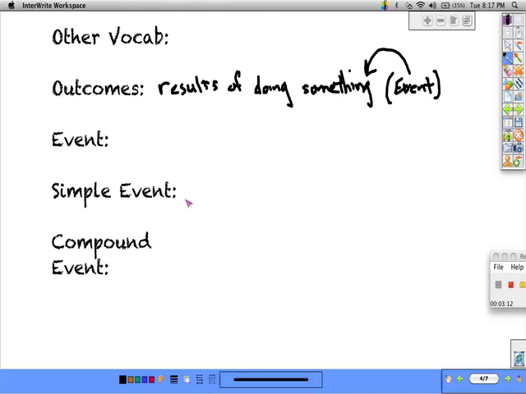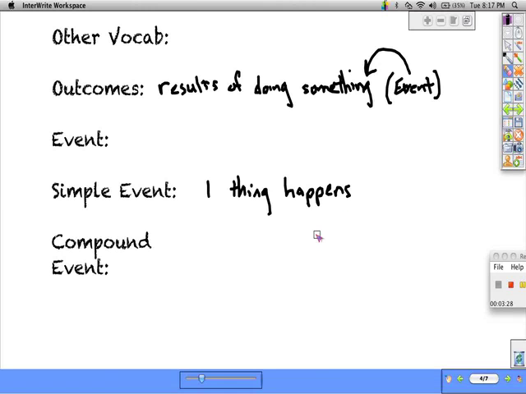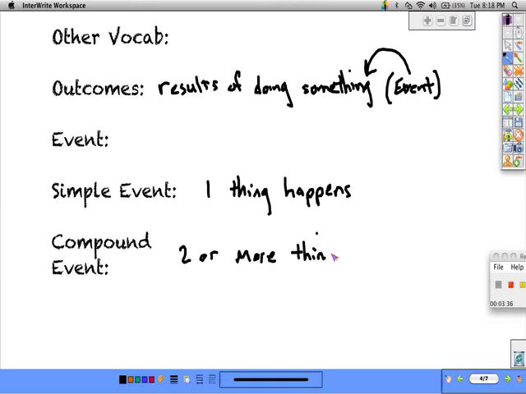And there are 2 types of events: simple events and compound events. A simple event is just one thing happening, for instance, flipping a coin or rolling a dice. A compound event is 2 or more things happening. So in this kind of event, you're dealing with flipping a coin and rolling a dice, or rolling 2 dice, things of that nature. But it's 2 or more things happening at once in one experiment.